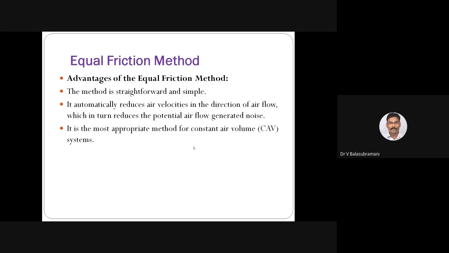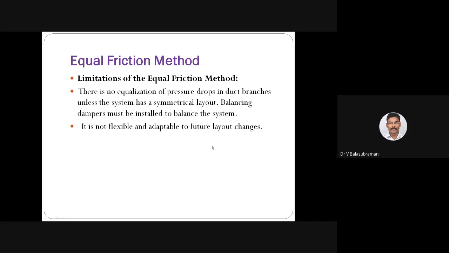So, advantages of equal friction. The method is straightforward and simple. It automatically reduces the air velocities in the direction of airflow. We will discuss how, which in turn reduces the potential for airflow generated noise. It is the most appropriate method for a constant air volume system.